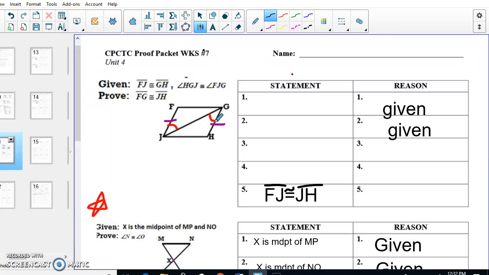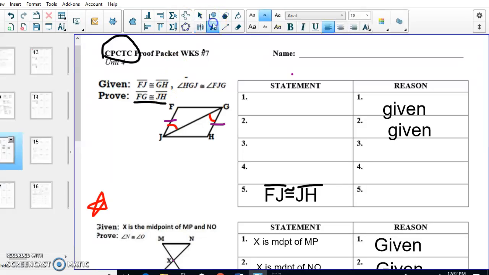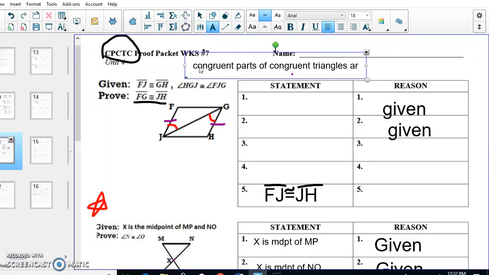Now, this problem is taking it a little bit further, and we're going now to CPCTC. So you'll see that our proof here is actually not by triangles, but congruent parts of congruent triangles are congruent. That's what CPCTC stands for. What does this mean? This means that when we prove that two triangles are congruent by a shortcut, we can then say that any two other corresponding parts of those triangles are congruent.